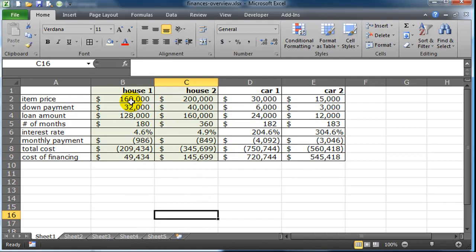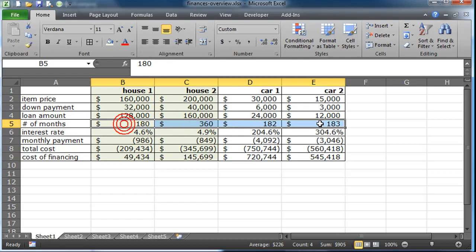Okay, so we already know about house 1, 160 grand. House number 2 is $200,000. And look at the payment. House 2, the more expensive house, is going to have a smaller monthly payment because I'm financing it for twice as long, 360 months. And technically these really shouldn't be currencies. Let me just change this to number style. Get rid of the decimals. There we go. So 360 months, twice as long, gives me a slightly smaller payment.